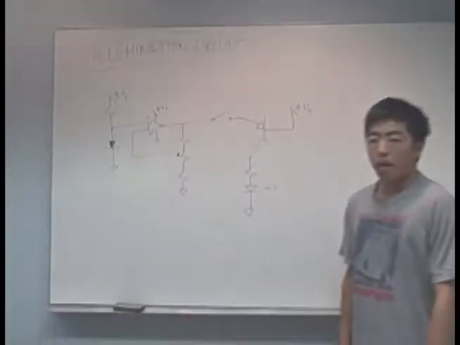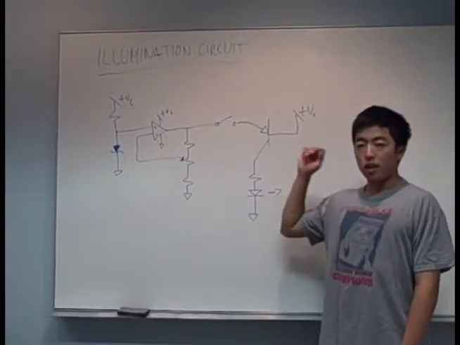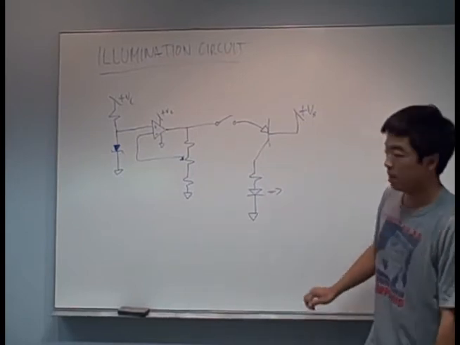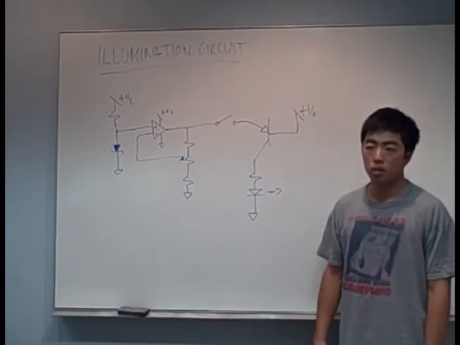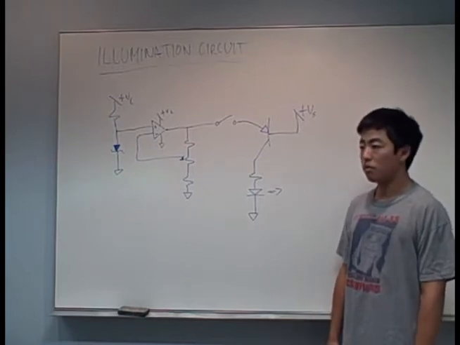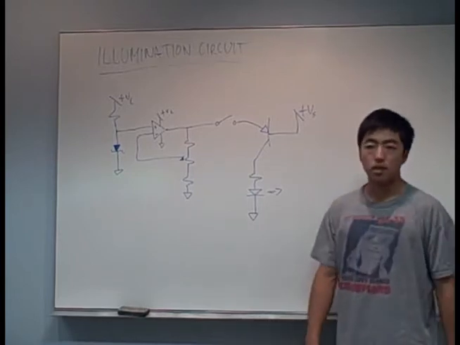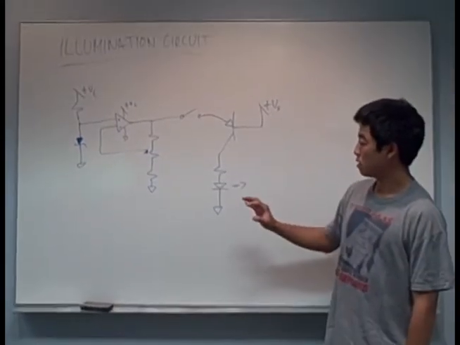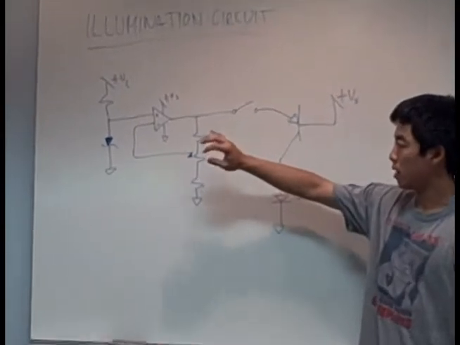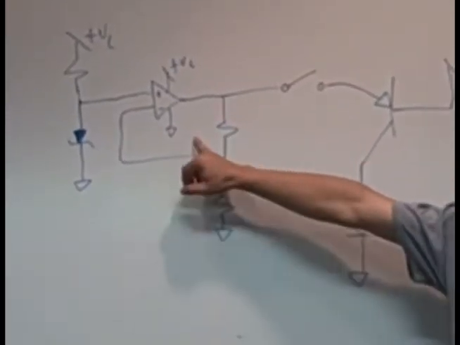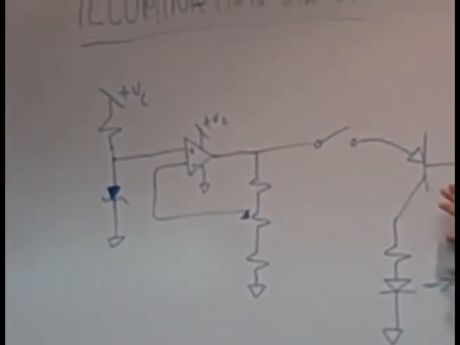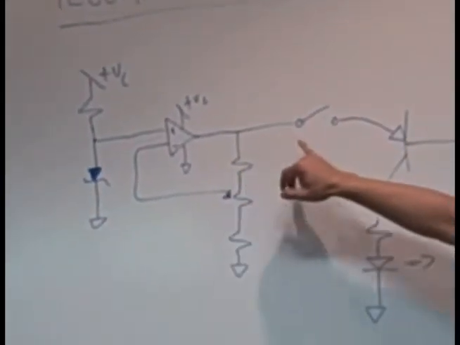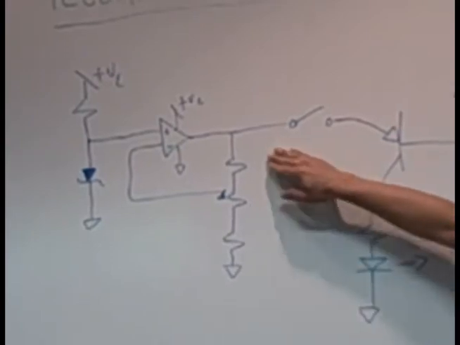Hi, so I will be explaining the illumination circuit, and the objective of this circuit is to have an LED turn on when it's nighttime or the light's off, and turn it off when it is daytime and the light is on. So this LED is supposed to be supplied with a constant voltage and current from this current amplifier. To start off, this current amplifier should output a constant voltage and current.